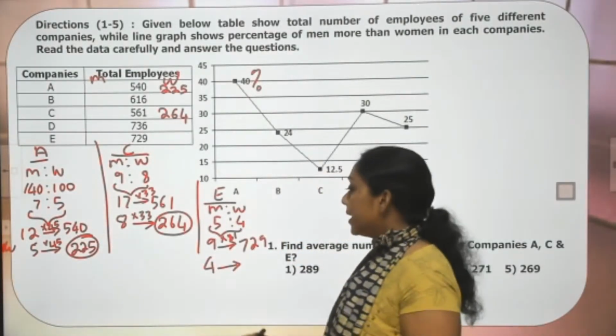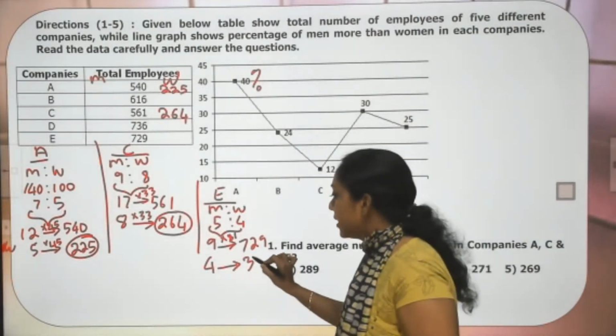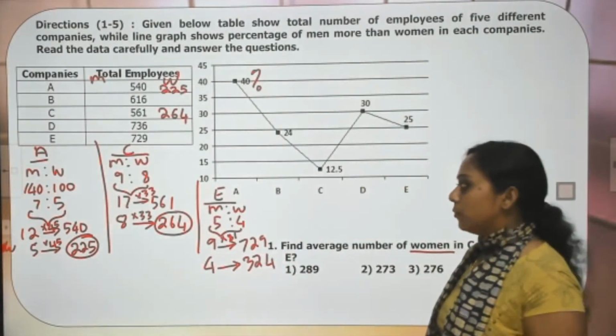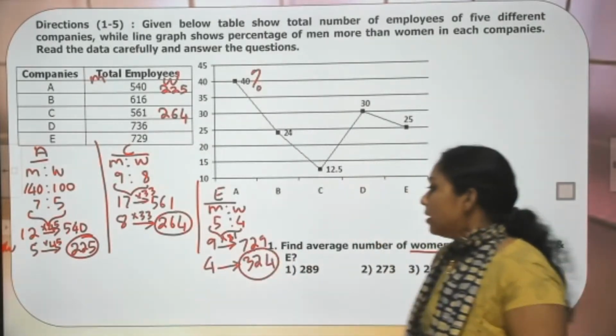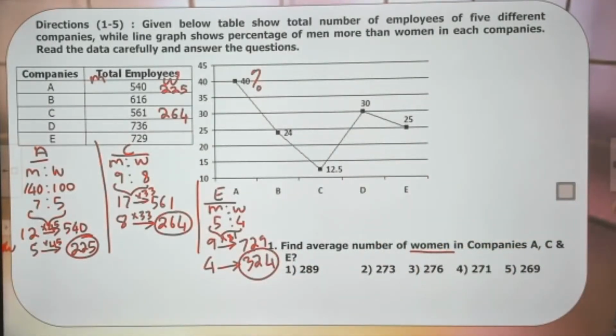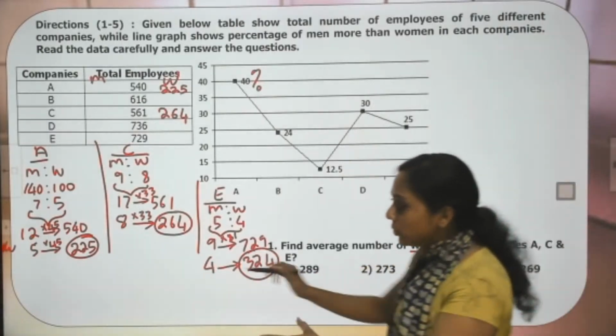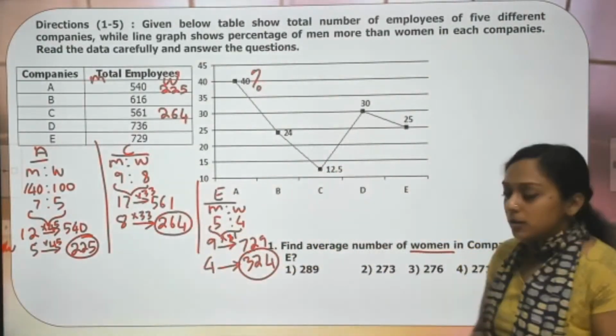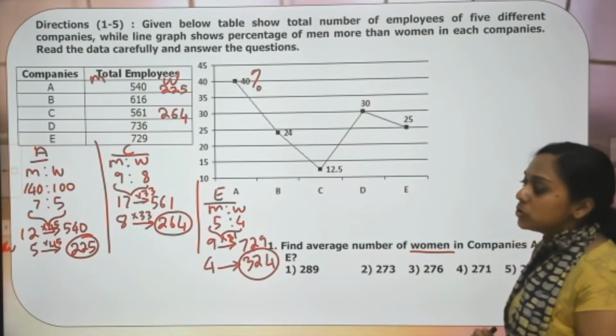So that value is 324. Okay. Now coming to our question, what is asked? Find the average number of women in companies A, C and E. These are the number of women in these companies, so I am going to take the average.